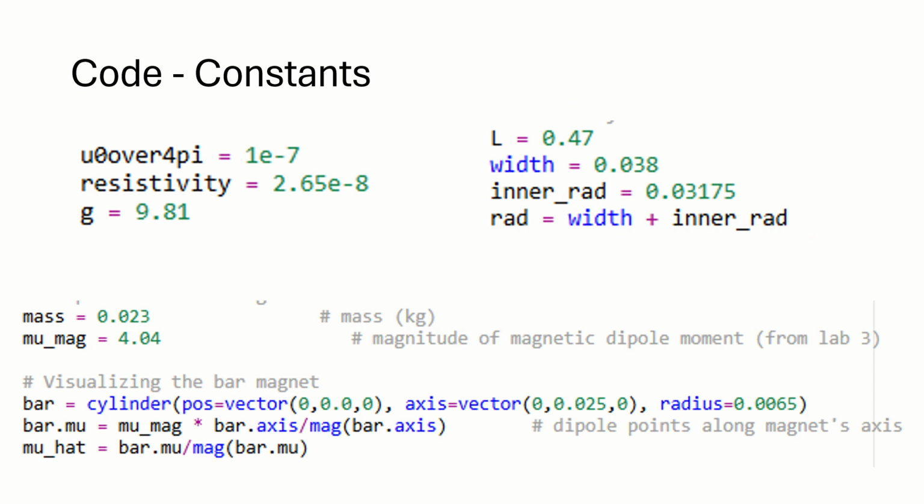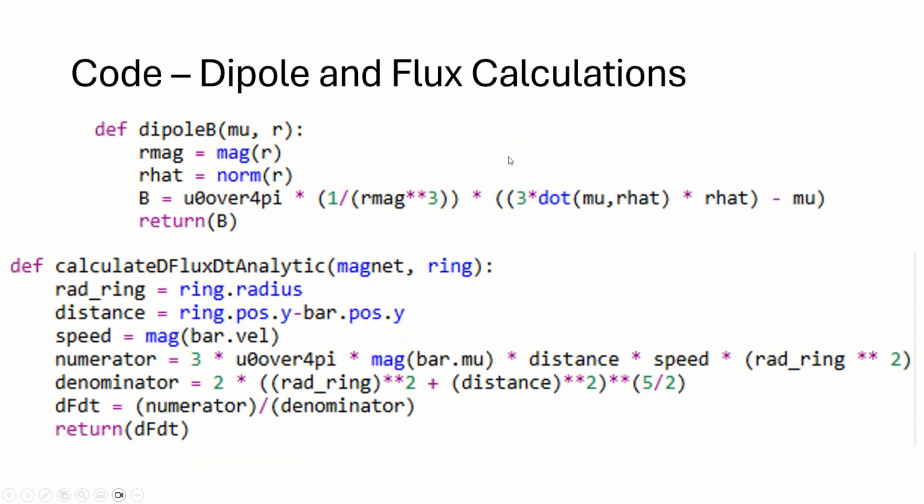Our code starts with the constants. The top left is our universal constants. The top right is the dimensions of the tube. The second to bottommost block is the mass of the bar magnet and the magnitude of the dipole moment, and the bottom is just the visualization of the bar magnet.